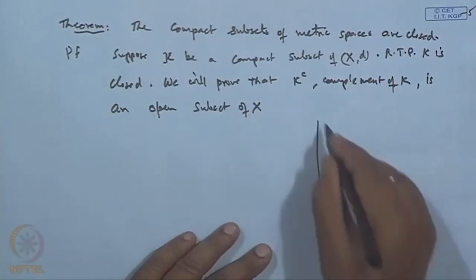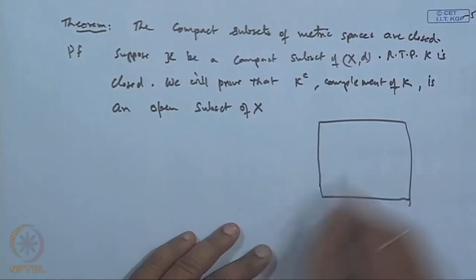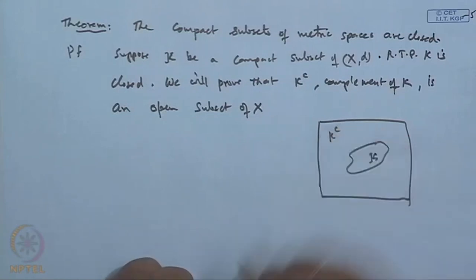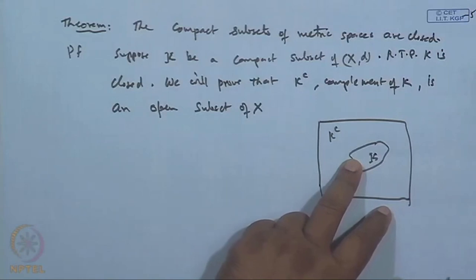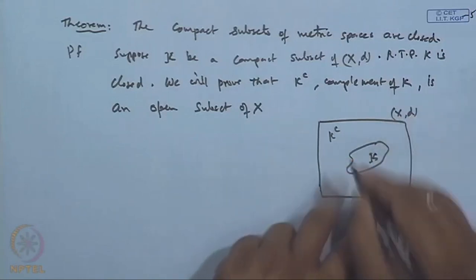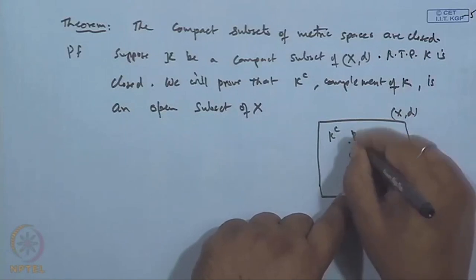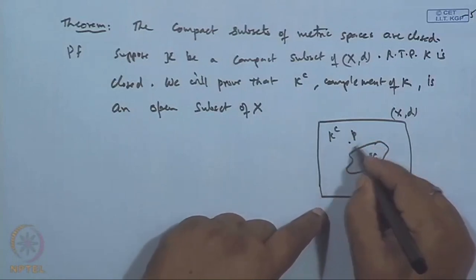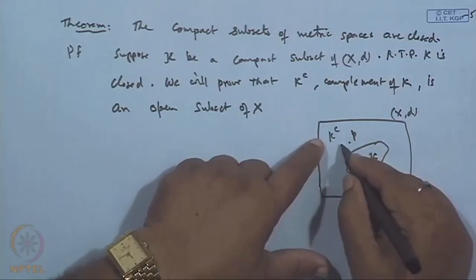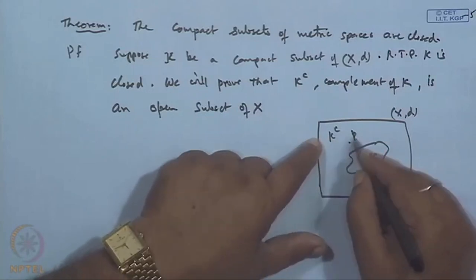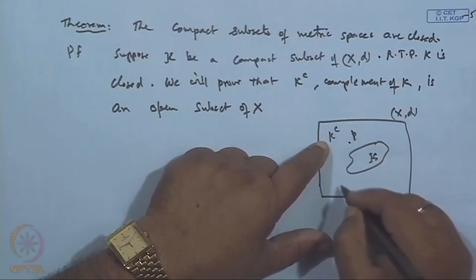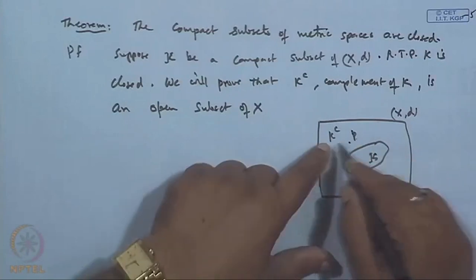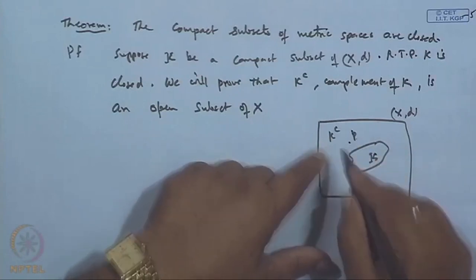So here we have our metric space, and this is the set K. What we want is that the complement K^c is open with respect to X. If I take any point P which does not belong to K, and we show there exists a neighborhood around P totally contained in K^c, then P will be an interior point of K^c. So every point of K^c has a neighborhood totally contained in K^c, and K^c becomes open. That's the idea of the proof.